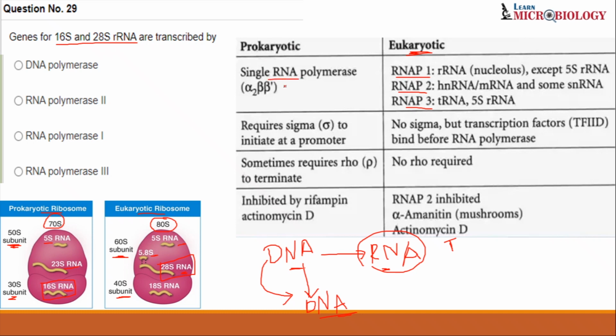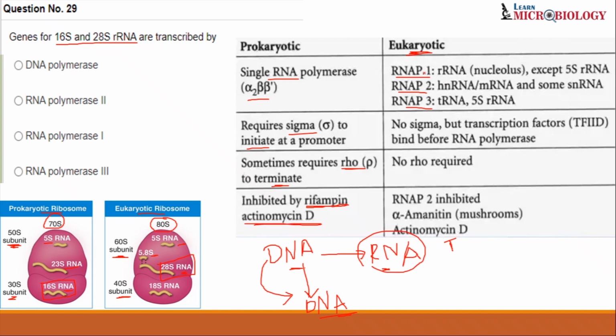Prokaryotes have only one type of RNA polymerase, which consists of 2 alpha subunits, 1 beta and 1 beta prime subunit, and this requires a sigma protein for initiating at a promoter. It also requires a rho protein to terminate, and prokaryotic RNA polymerase is inhibited by rifampicin and actinomycin D.